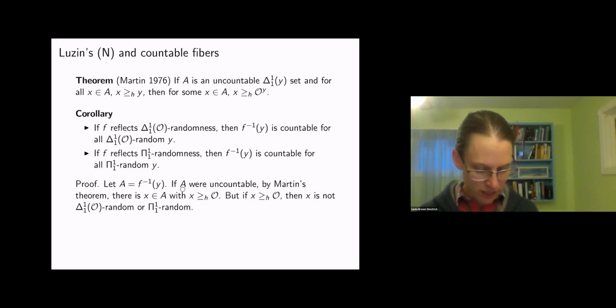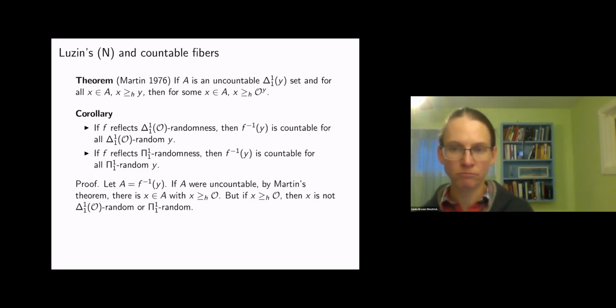So suppose that A is uncountable. Then by Martin's theorem, we know that there is some element in there that hyperarithmetically computes O. However, hyperarithmetically computing O, as we saw previously, is not compatible with being any of these high types of randomness. So if f inverse y is uncountable, and if the function actually does reflect these randomnesses, then if y were really random, x would have to be really random. It could not hyperarithmetically compute O. So if f really reflects these higher randomnesses, then for those y's that are really random, f inverse y has to be countable, because every x in f inverse y is going to be too random to compute O.